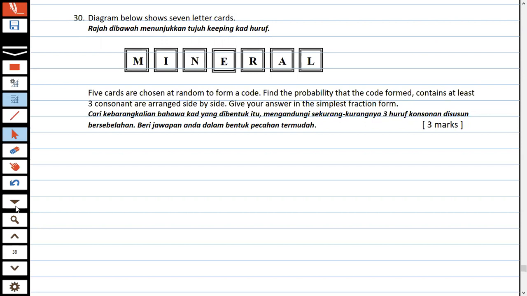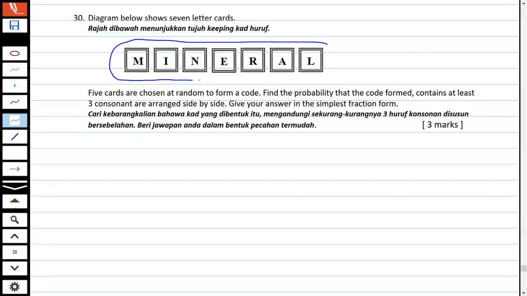Okay, let us start. The diagram below shows a 7-letter card. I think you can see for yourself, right? There are 7 letters over here. Mineral. 5 cards are chosen at random to form a code.